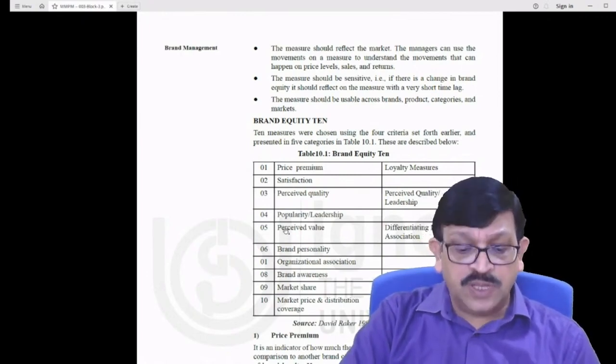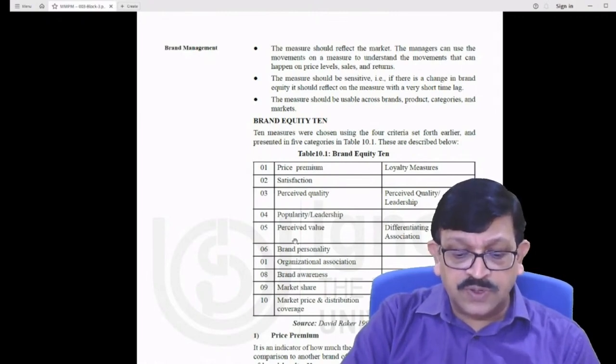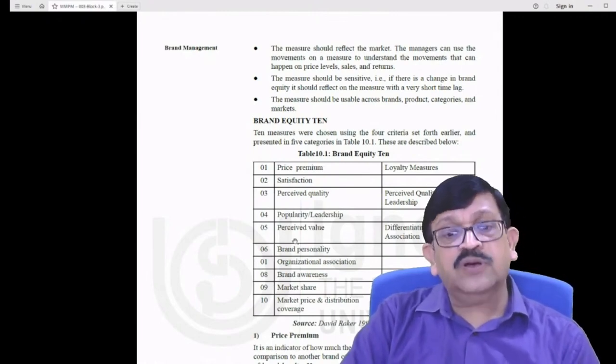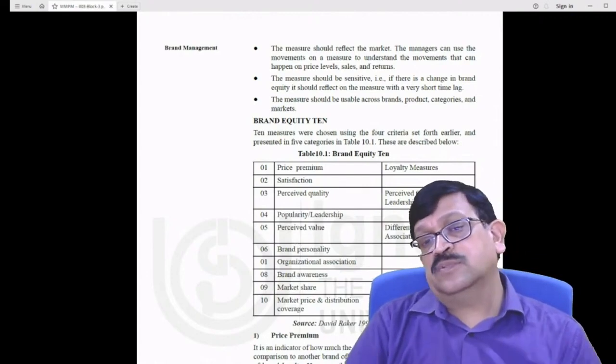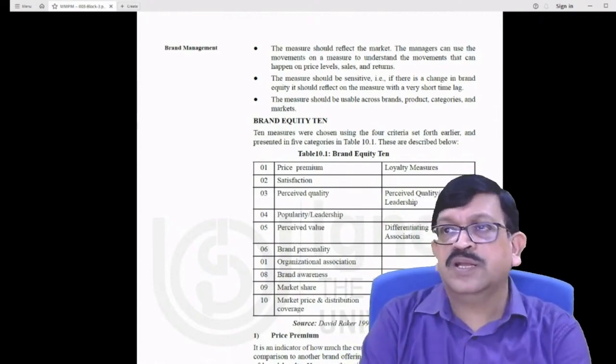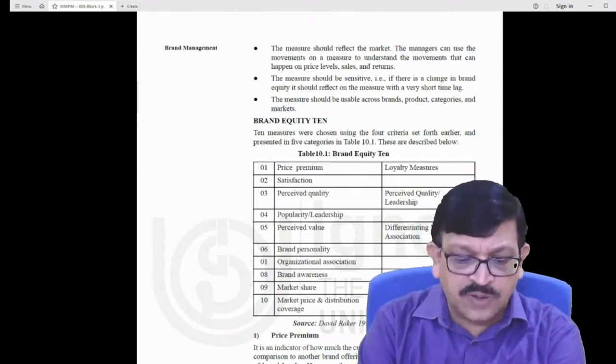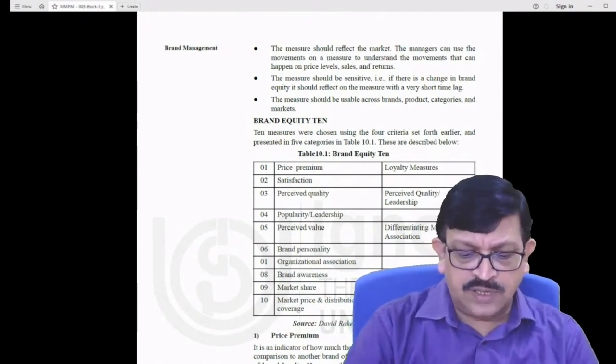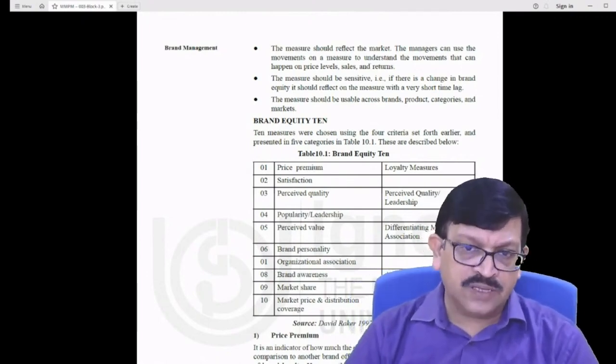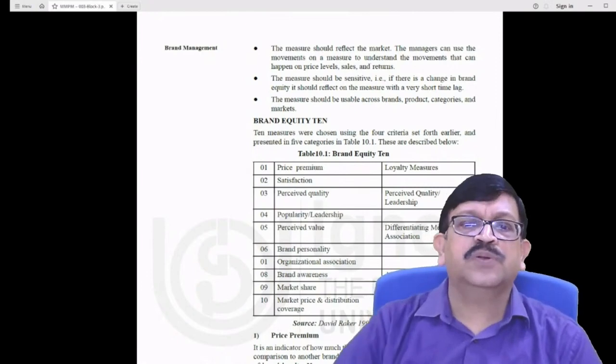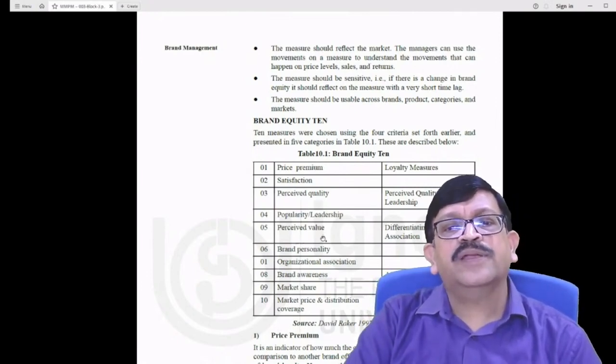quality. Going to the popularity and leadership positions, when you talk about it, what proportion of the market is buying in terms of market dominance? What is the market share that this brand has in terms of other competitors? How does it have a superiority over others? So those are the factors which can be looked into in terms of popularity.